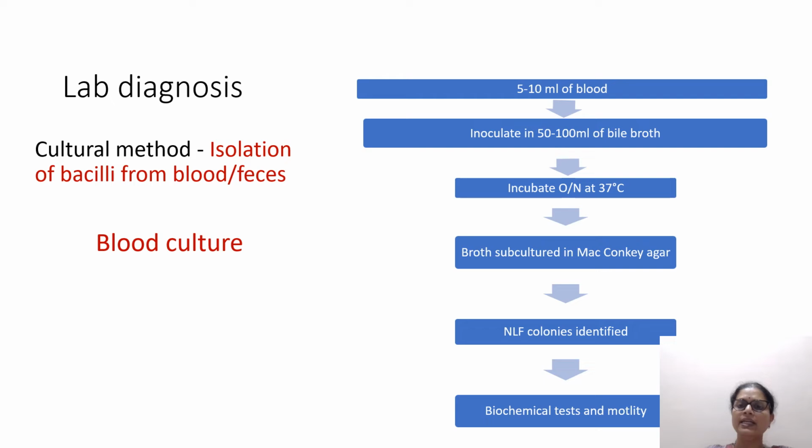This is to dilute any inhibitory substance that will be present in the blood. Incubate this bile broth overnight at 37 degrees Celsius. Then the next day, the broth will be subcultured in MacConkey agar and again incubated at 37 degrees Celsius for 24 hours. If Salmonella infection is there, you will see non-lactose fermenting colonies, that is colorless colonies on MacConkey agar. These colonies can further be identified by different biochemical tests and also by motility determination.